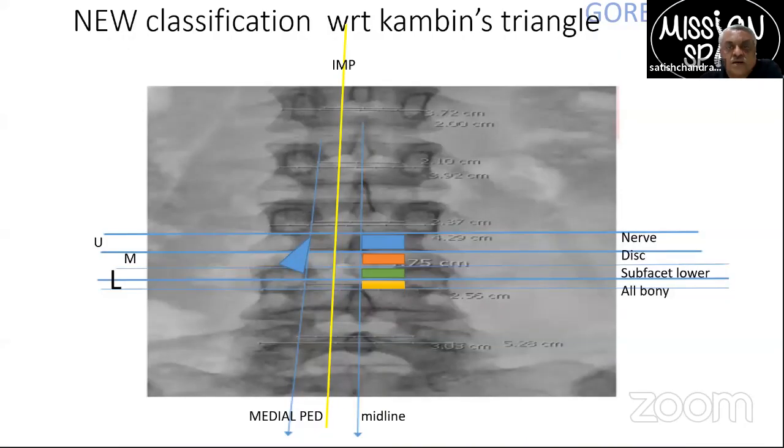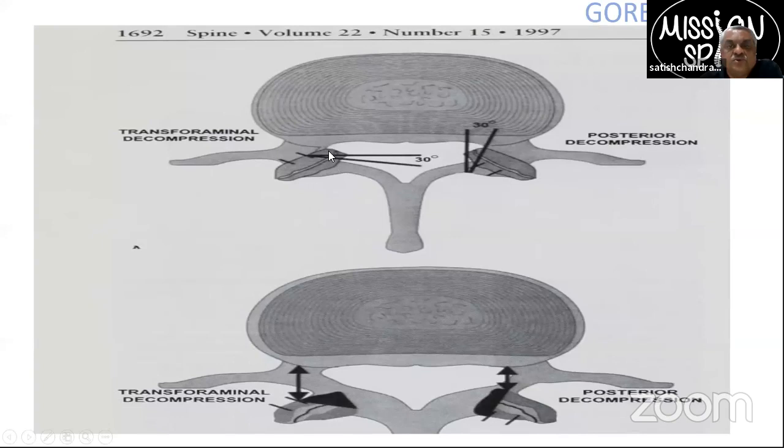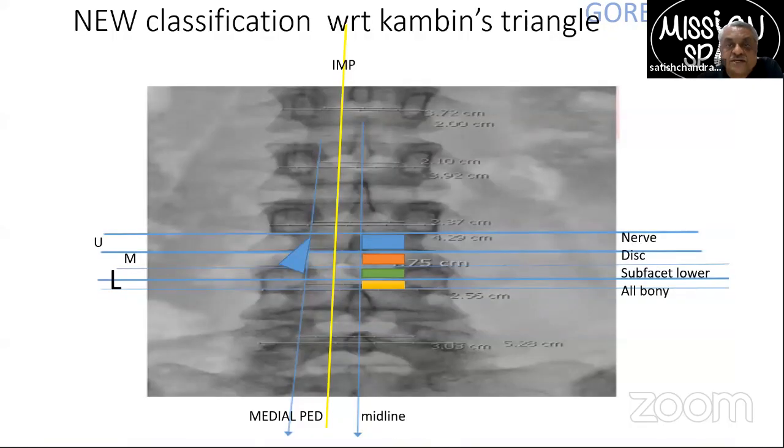But what they felt is that if you do an undercutting of the facet or a transforaminal decompression, you get about 45 to 47% clearance. And if you do a medial facetectomy, you get about 27 to 30% clearance of that stenotic area. So it is advisable to do a transforaminal decompression by undercutting the facet, by removal of the ligamentum flavum, etc. Now, this is probably one of the last slides.